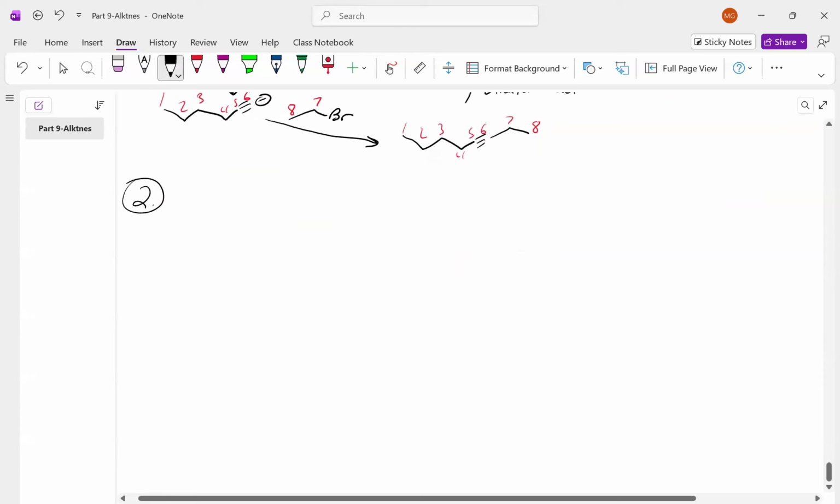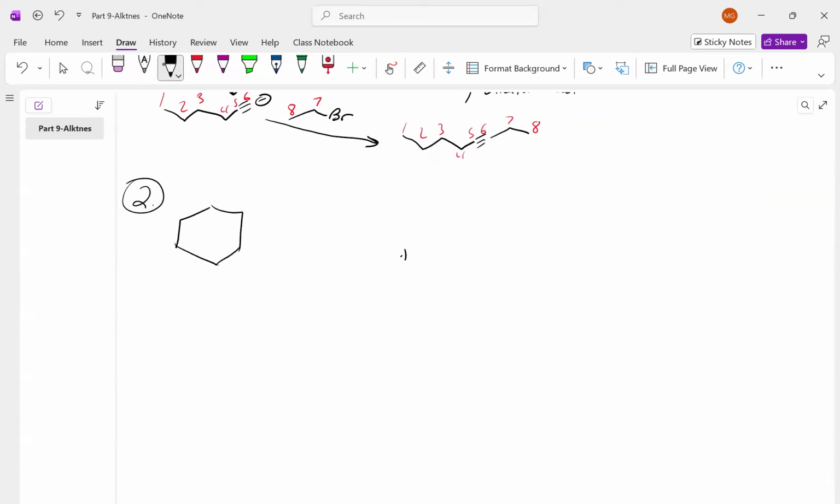All right, let's look at another one. So we're going to start with this alcohol and we're going to make this aldehyde. Now let's ask ourselves our 3 questions. Number 1, did the number of carbons change?